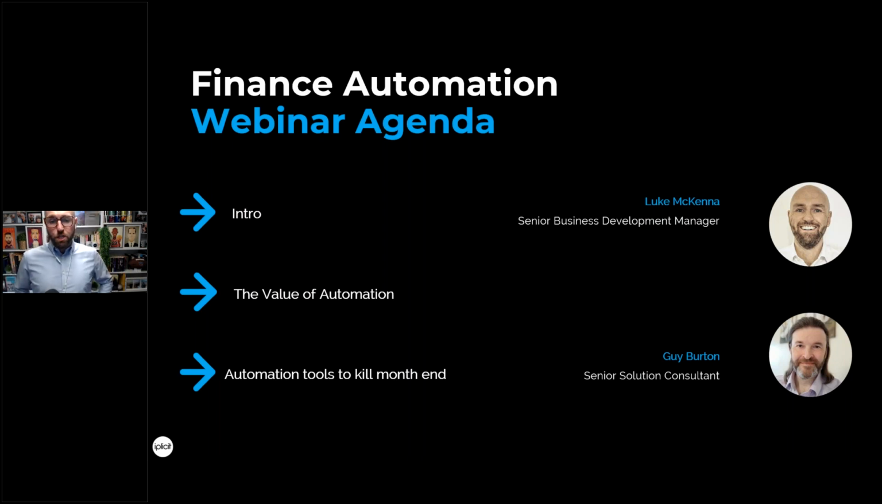So in terms of the agenda today, I'll go through a little introduction, who iplicit are, what we do, set the table, if you like, in terms of what we are as a solution and a company. Then we'll talk a little bit about the value of automation, again, just high level, and then we'll dive straight into the product with Guy. Next slide, please, Guy.